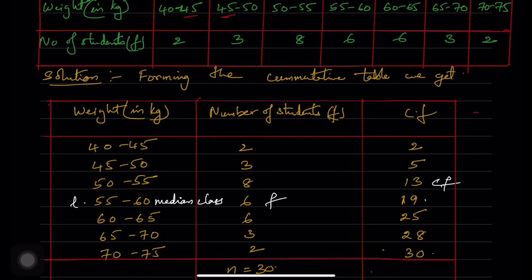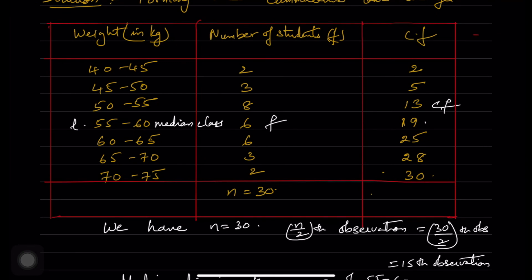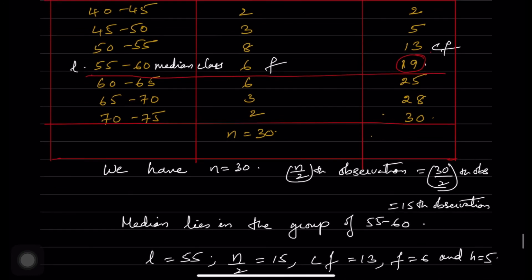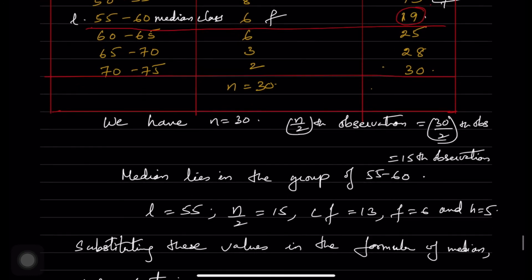Then the cumulative frequency, which is 2, 2 plus 3 is 5, 5 plus 8 is 13, 13 plus 6 is 19, 19 plus 6 is 25, 25 plus 3 is 28, 28 plus 2 is 30. So now n is equal to 30, n by 2 is 15, and the number just greater than 15 is 19. So this is the median class. F is equal to 6, L is 55, CF is 13.